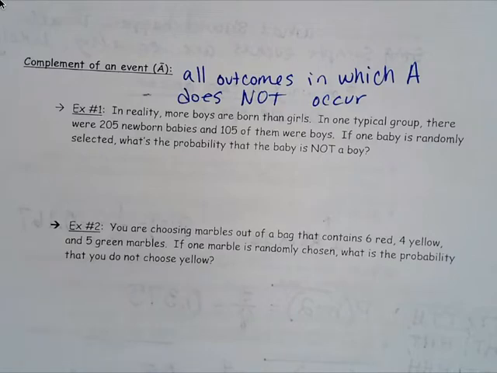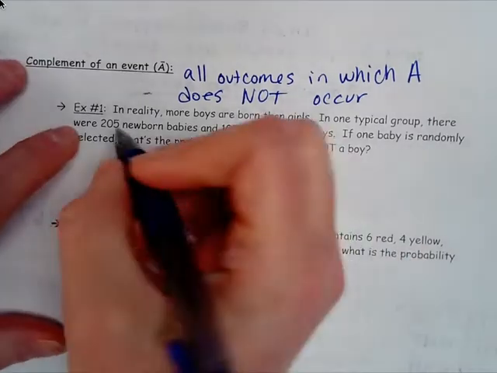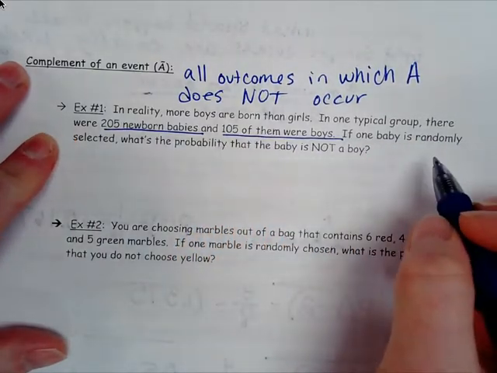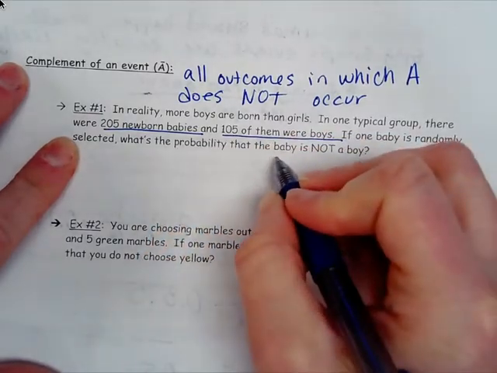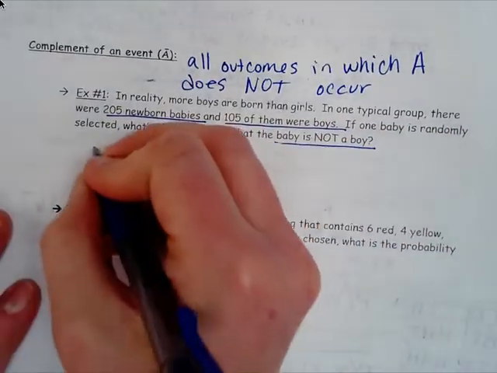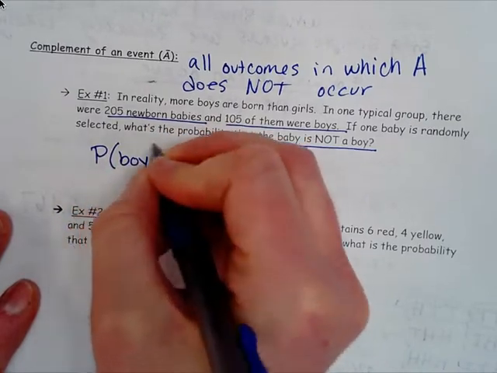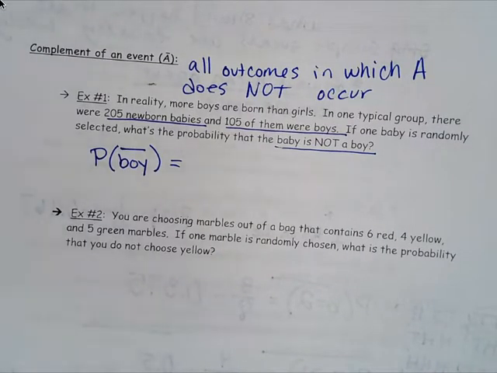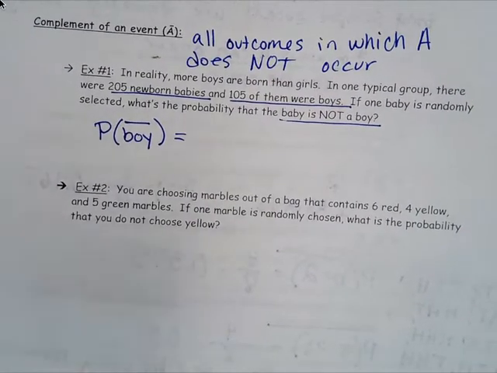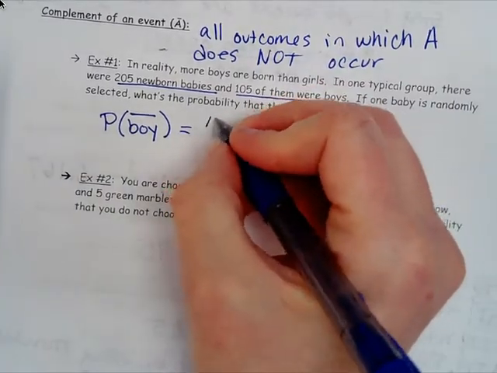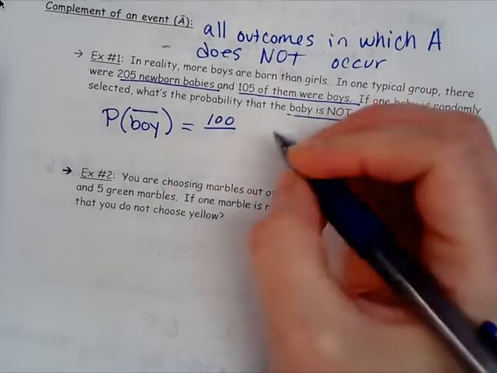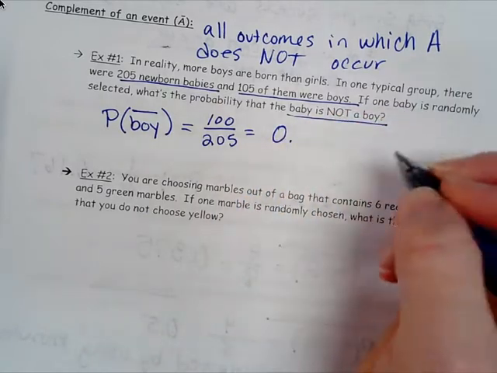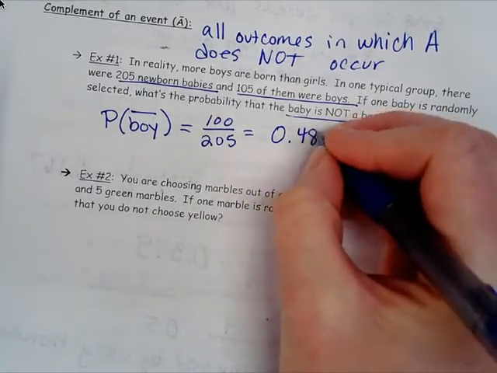In reality, more boys are born than girls. In one typical group, there were 205 newborn babies. 105 of them were boys. If one baby is randomly selected, what is the probability that the baby is not a boy? So you would write it as probability of the complement of boy. We need to know all the events that were not boys. What is it? 100. Yep, 100. Because 100 are not boys. 100 are girls. Over 205. Is it 0.488?